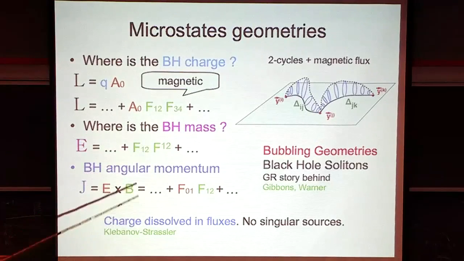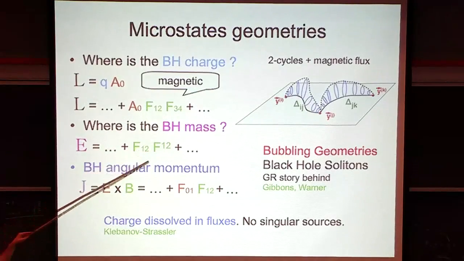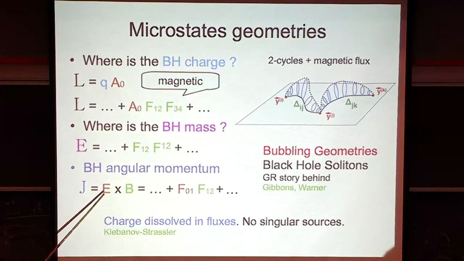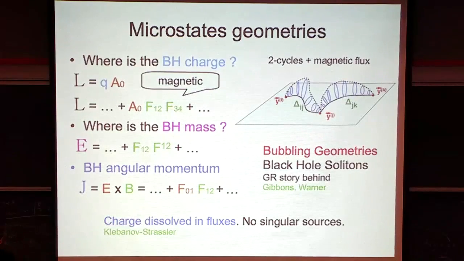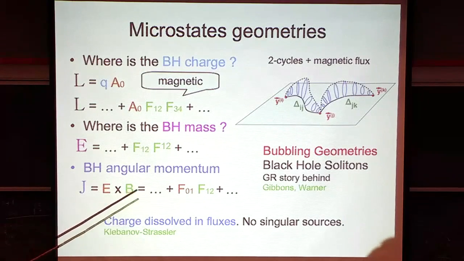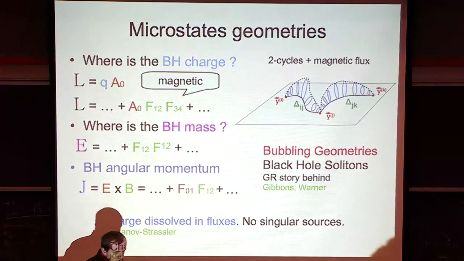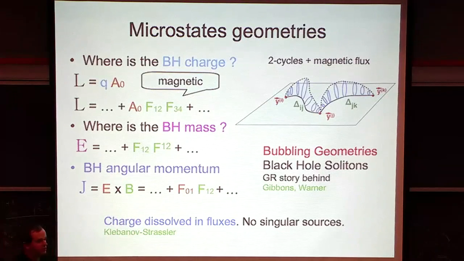You can ask, where is the black hole mass? Well, the black hole mass comes again from the energy of this electric field. Where's the black hole angular momentum? There's an E cross B term which gives you angular momentum, and this is, again, terms of the form electric times the magnetic field, and this gives you angular momentum. So you can actually get all the black hole information, the charge and the mass and the angular momentum, by looking at these geometries, which don't have any singularities, which don't have any horizons.